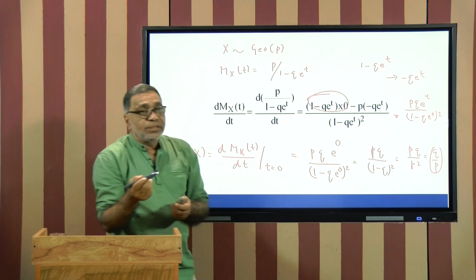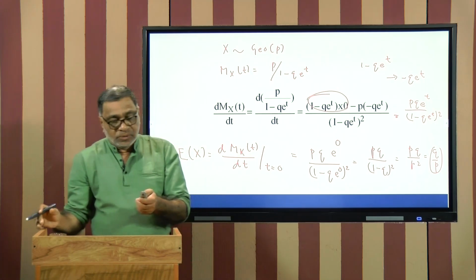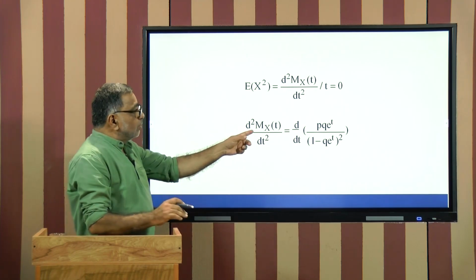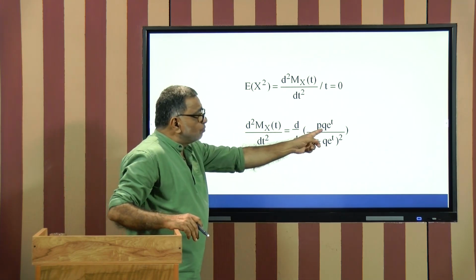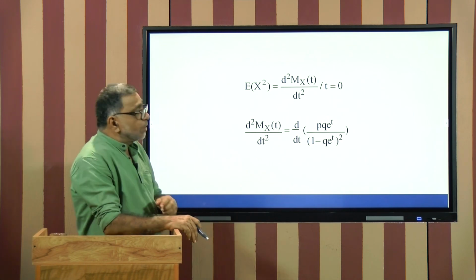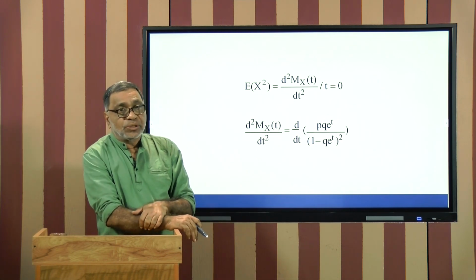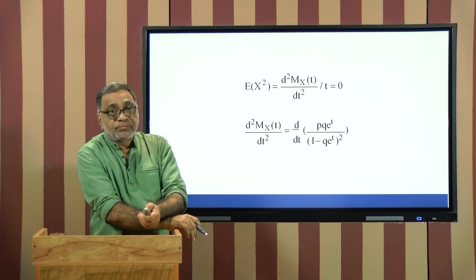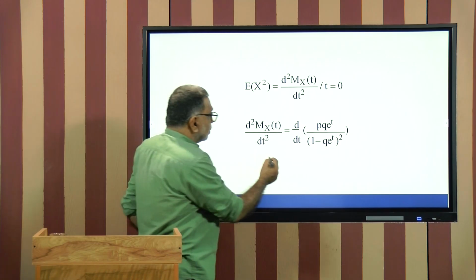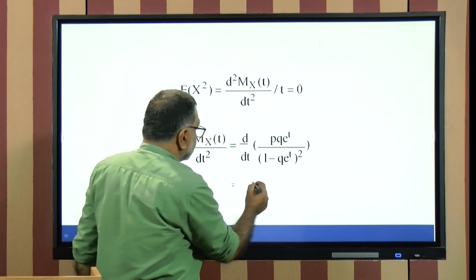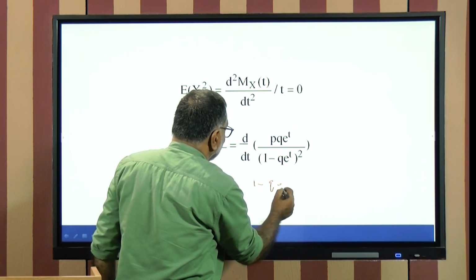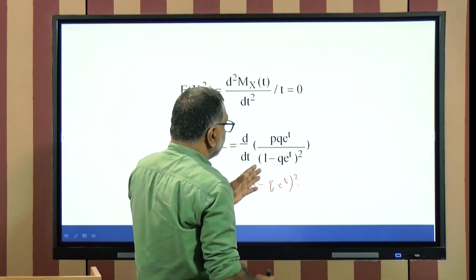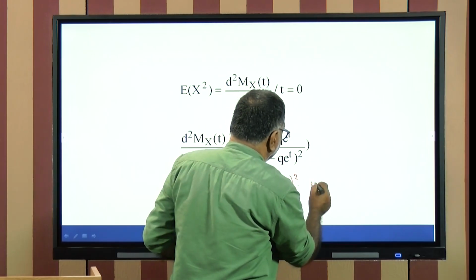So, you differentiate this factor, you will get the second derivative. The second derivative is equal to d by dt of p q e power t divided by (1 minus q e power t) the whole square, and differentiating, you will get the answer, this is equal to 1 minus q e power t the whole square into the derivative of p q e power t.